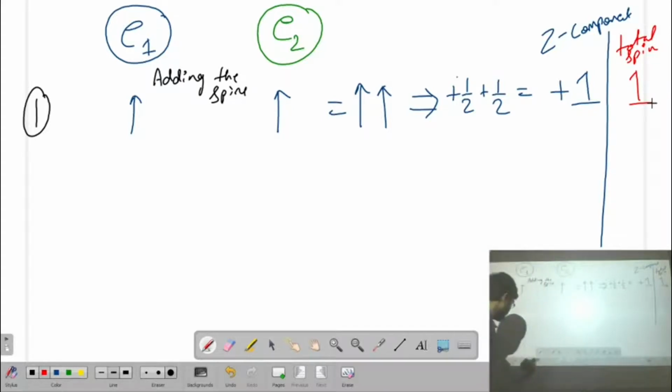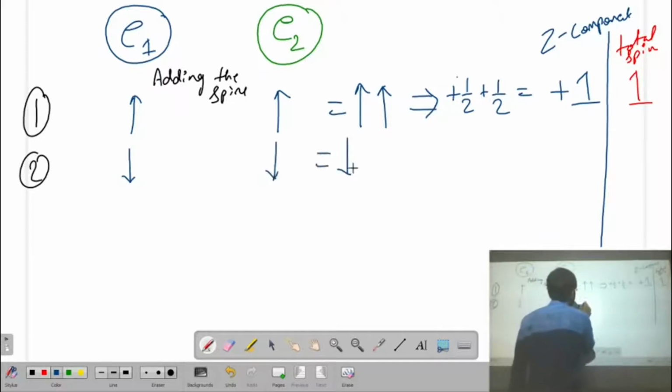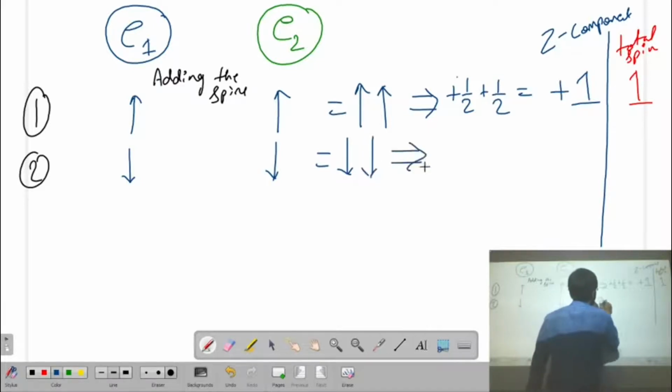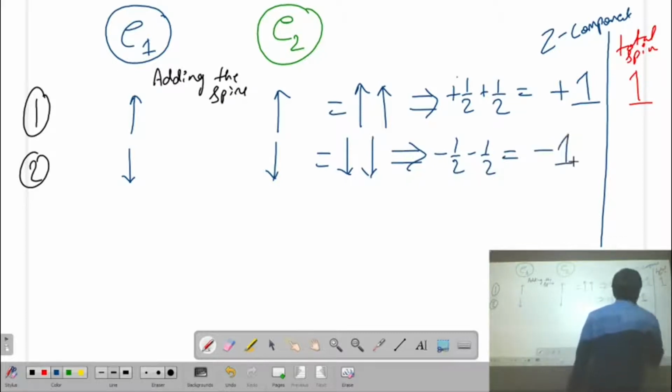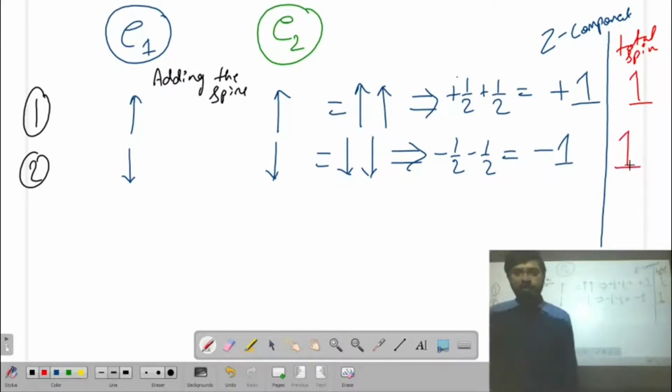The other case will be the down spin. This will have down, this will also have down. So the total will be given by minus 1 by 2, minus 1 by 2, which is equal to minus 1. And the total spin will be 1, right? We will have the z component in the negative z direction. That is why it is -1, right?